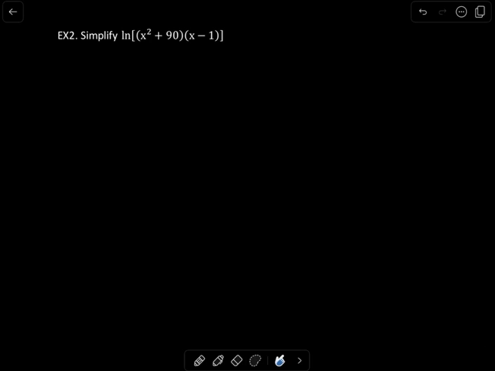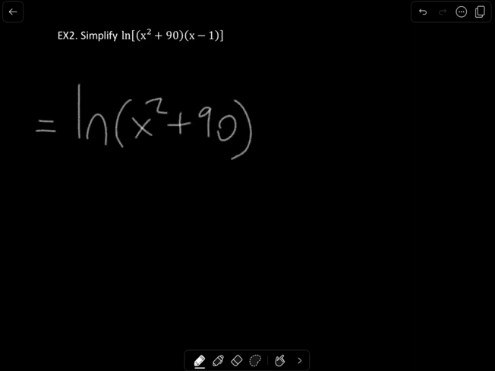Okay, let's try exercise 2. So we see we have the natural logarithm or ln of x squared plus 90 multiplied by x minus 1. So this can be simplified. We have multiplication, so ln of x squared plus 90 plus ln of x minus 1. Okay, so that's your final answer.